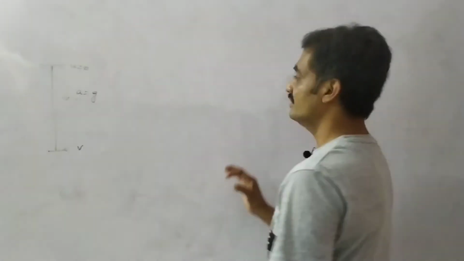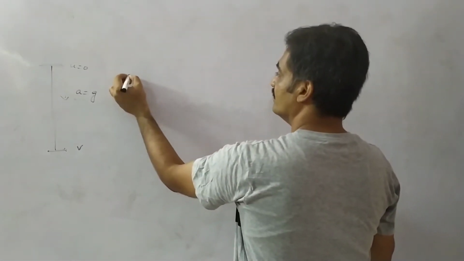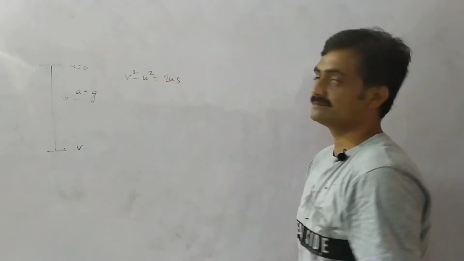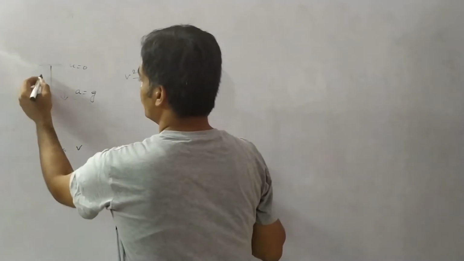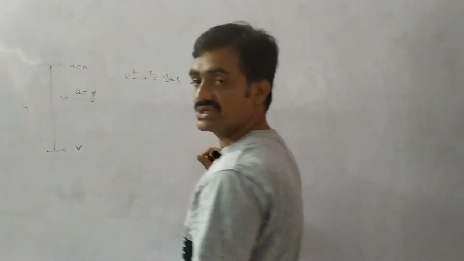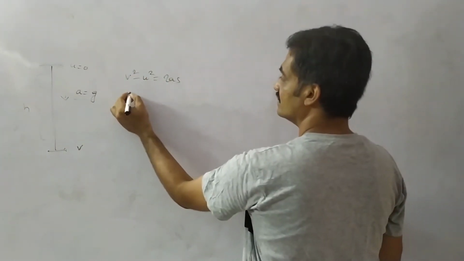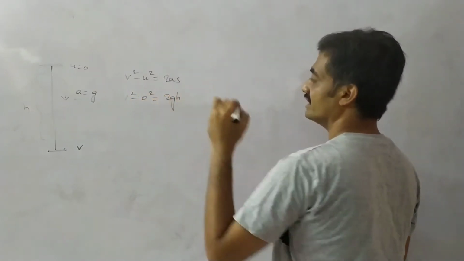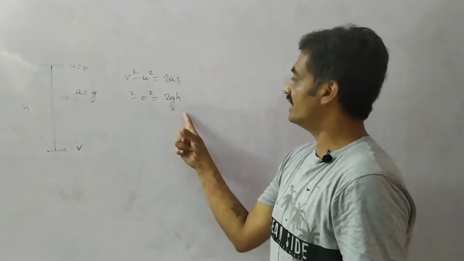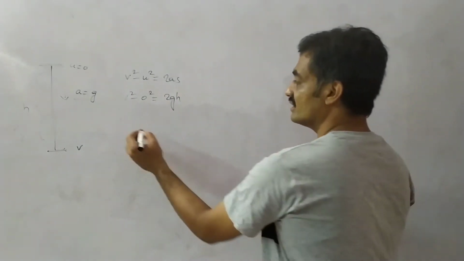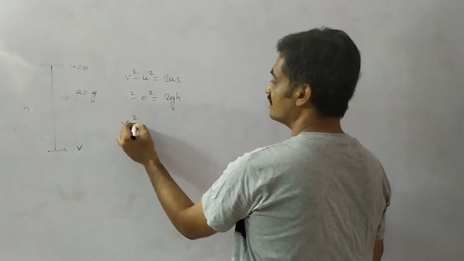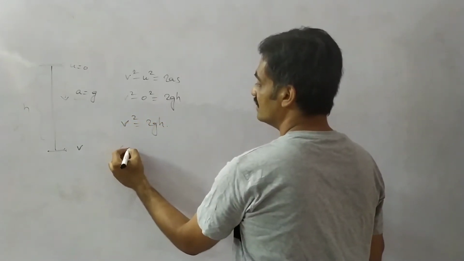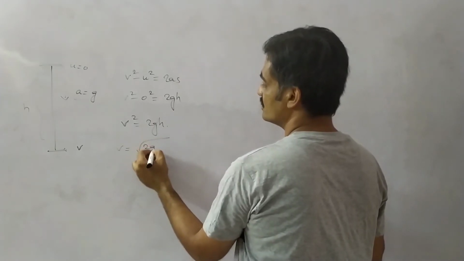Acceleration due to gravity is plus g. By using the equation v square minus u square equals 2ax, where the height travelled by the body is represented by h, if we substitute here, v square minus u square equals 2gh. Why? Because a equals g and s equals h. Based on that, we can write it as v square equals 2gh. Then v equals under root of 2gh.